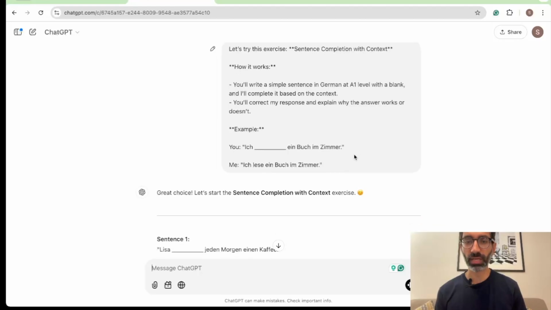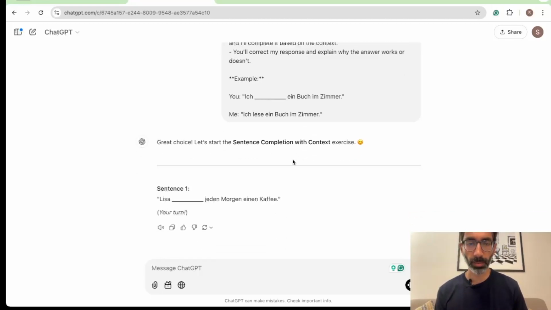So ChatGPT will give me a simple sentence with a fill in the blank, and I have to fill in the blank with one, or 1 or 2 words. So let's try this and see what happens. It says, Lisa blank, jeden Morgen einen Kaffee. Now I have to think and see what I can write here. So Lisa, a name, jeden Morgen, every morning, Kaffee.